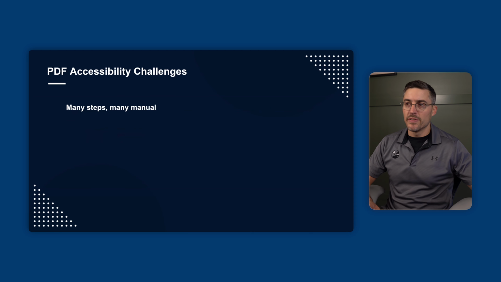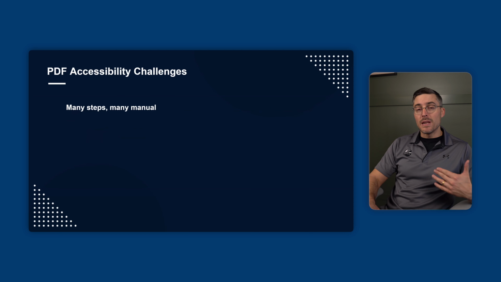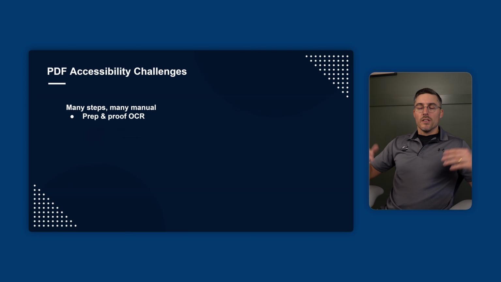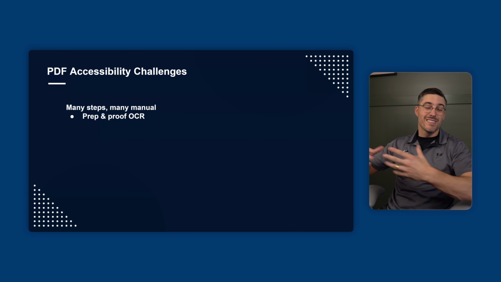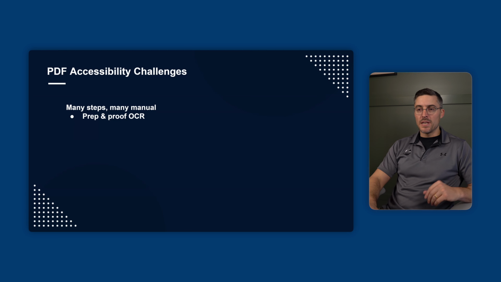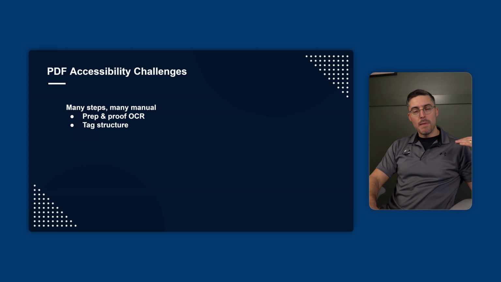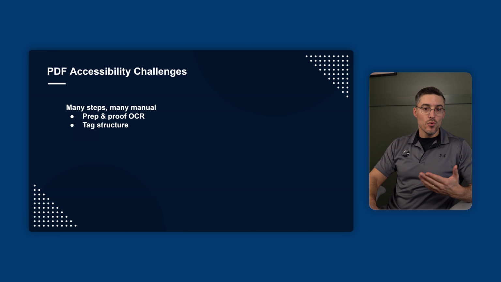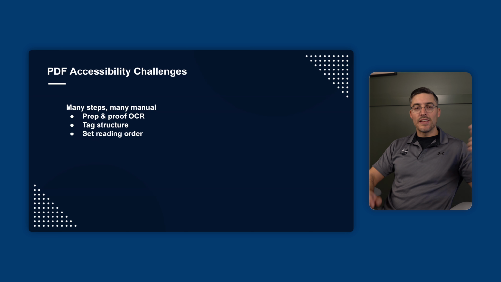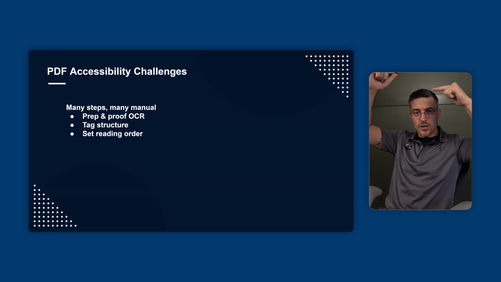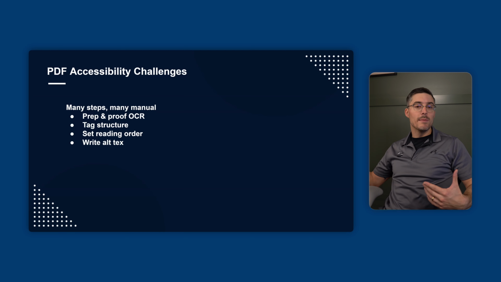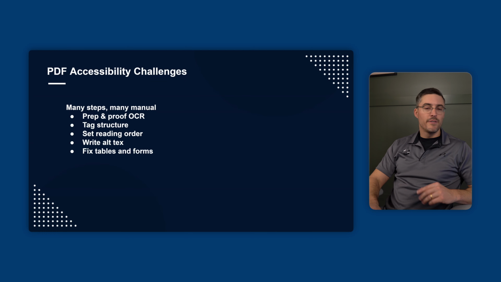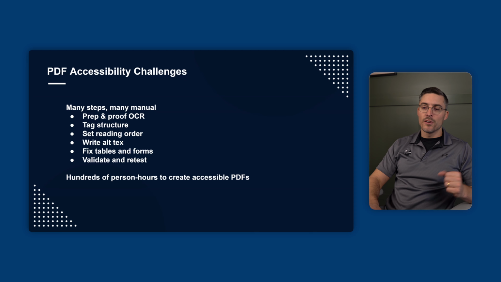So what are the challenges of accessibility? You have many manual steps. This is just a high level look at what it takes to make a document accessible. You have to prep and proof the optical character recognition, basically the text in the background of the PDF. There's the tag structure and the metadata that we'll see in this tool, Accessibility on Demand, later. You have to set the reading order. So not only do you tag and set the structure, you have to set the reading order of the document. You have to write the alternative text, which describes images, graphs, things of that sort. Fixing tables and forms, and then validating and retesting.